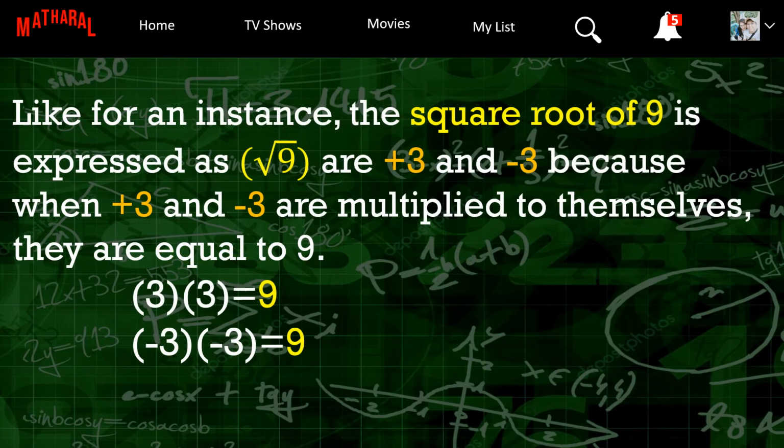Like for instance, the square root of 9 is expressed in this symbol. It is square root of 9, or positive 3 and negative 3. Because when positive 3 and negative 3 are multiplied to themselves, they are equal to 9, as what we have seen on your screens. So we have 3 times 3 is equal to 9, and negative 3 times negative 3 is also positive 9 or 9. So let's proceed.